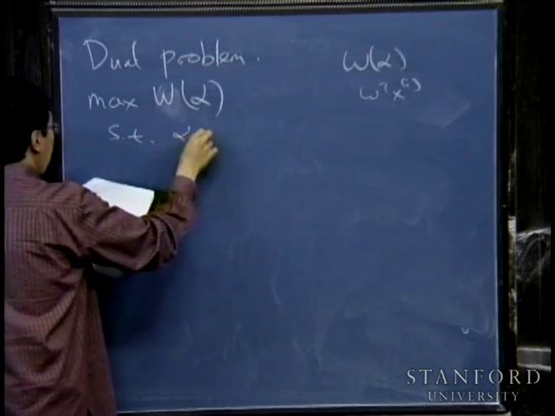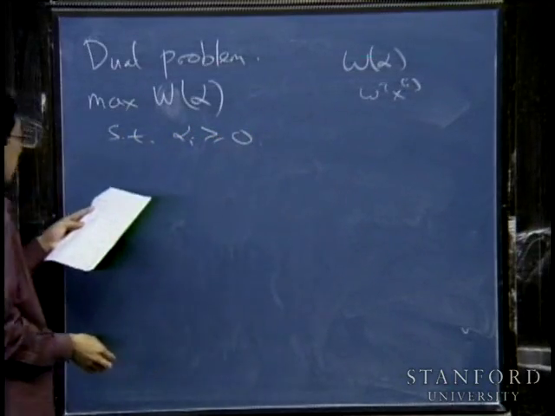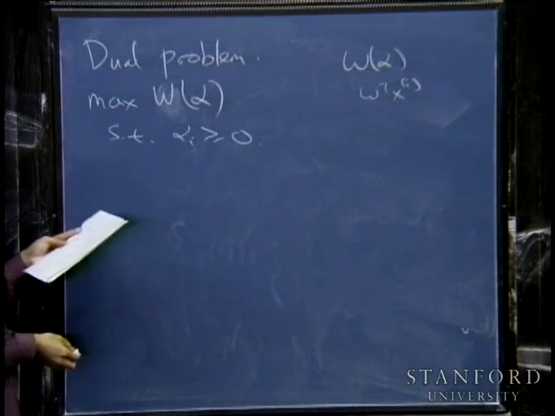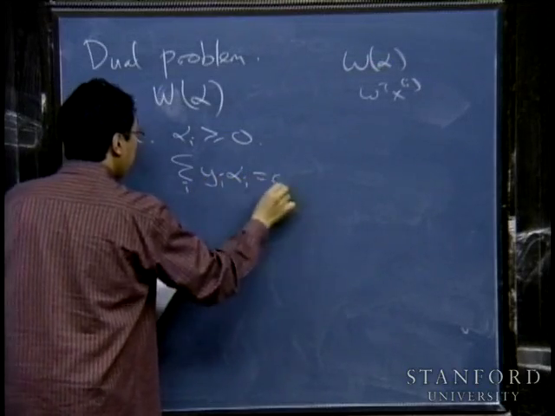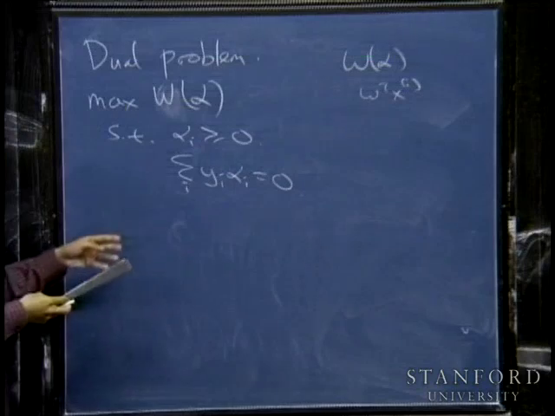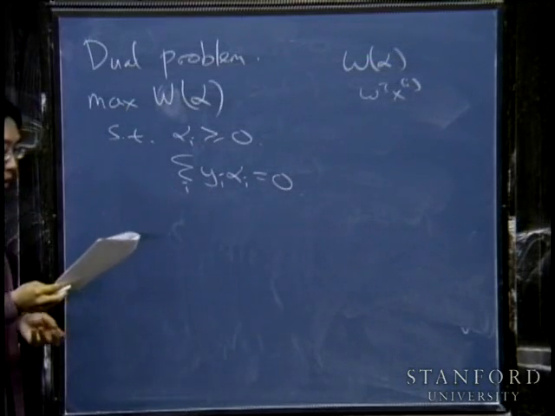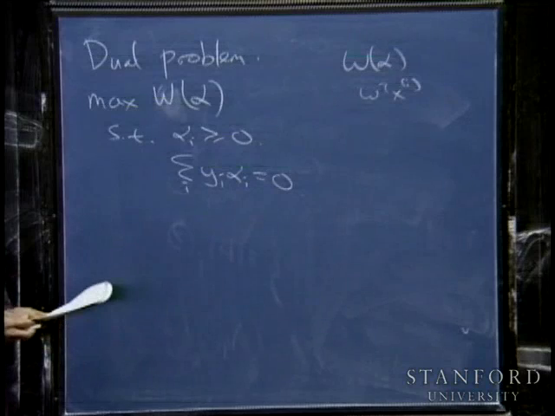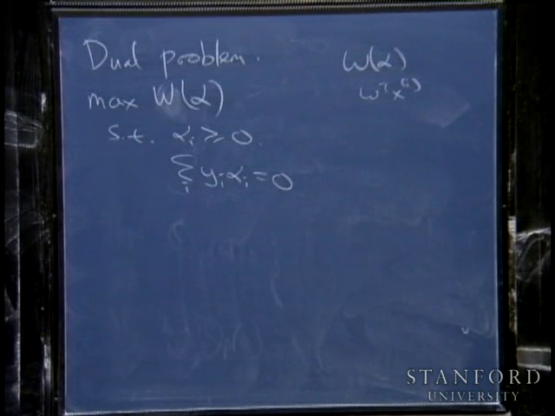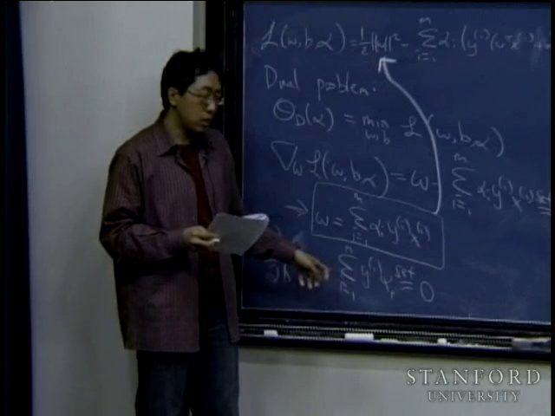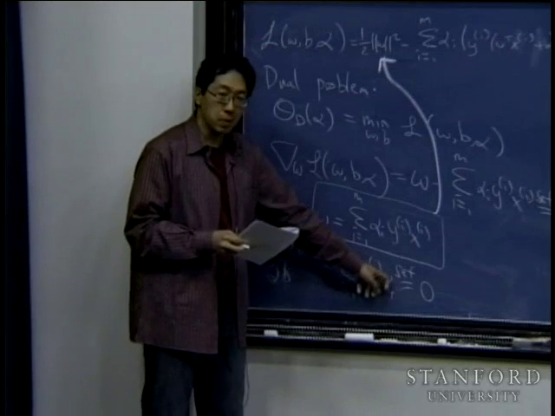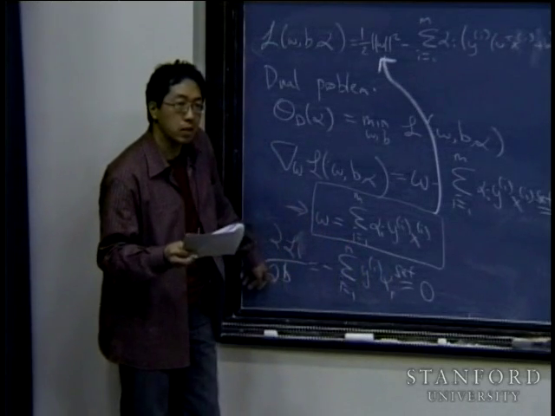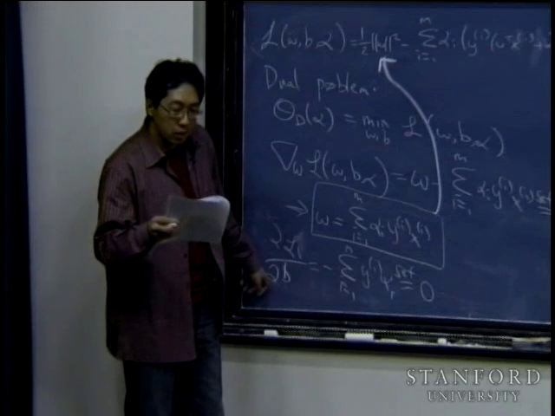So our dual problem is that, subject to the alpha i's must be greater than or equal to 0, and we also have that the sum over i of y_i alpha_i is equal to 0. That last constraint was the constraint I got from this, that sum over i of y_i alpha_i was equal to 0. That's where that final constraint came from.